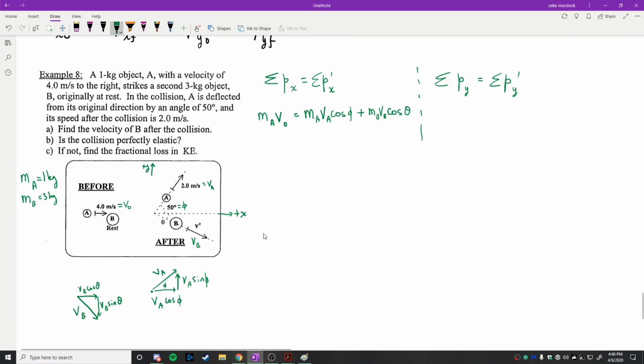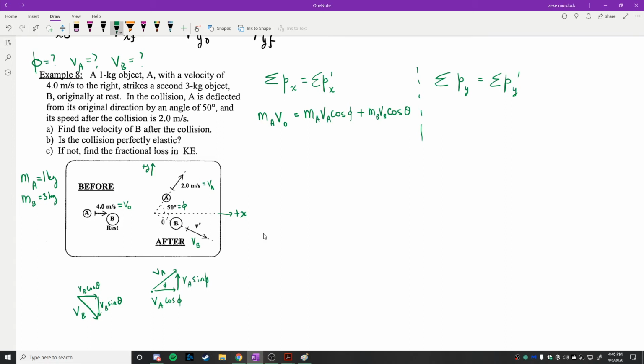Maybe we should say it. How many unknowns in this equation right now? How many unknowns do we have? 3, yeah? The unknowns would be phi, VA, VB.